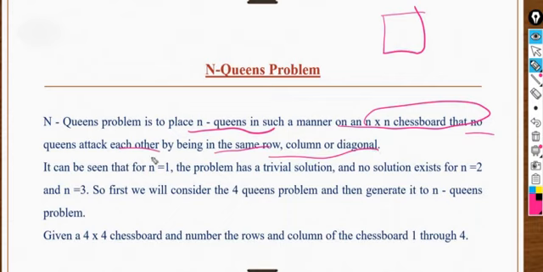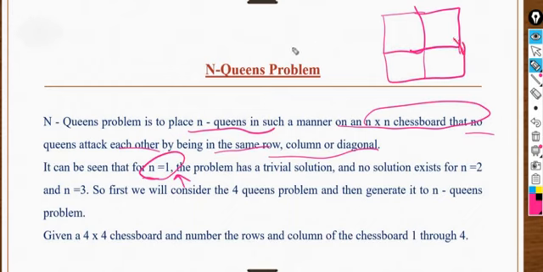So what could be the value of n? We have to take the minimum possible value. If we take n equals 1, it will be a trivial solution, where will you place the queen, where will you not place the queen? There is no option. That's why it's not possible to apply it on 1. If we take the value of n as 2, that means a 2 by 2 chessboard, then also it's not possible.